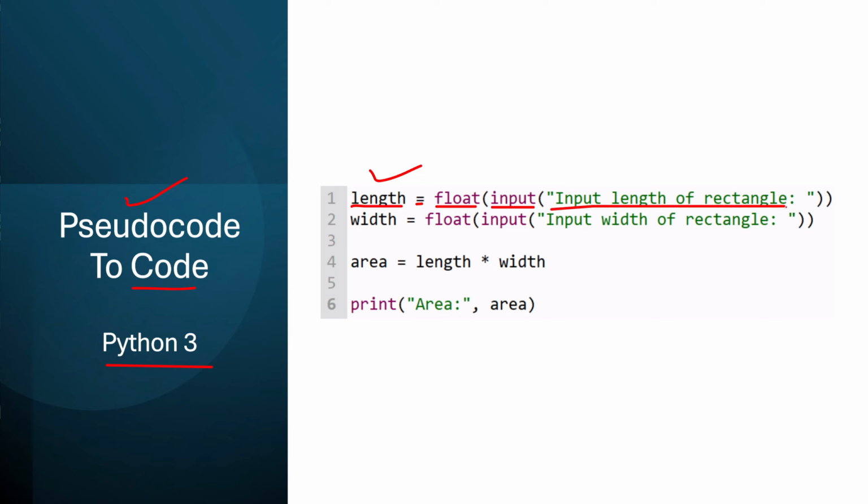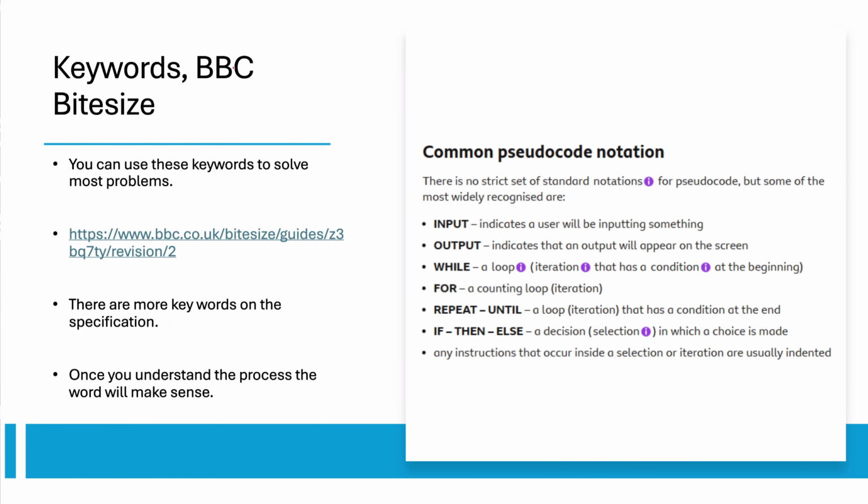I will be going over this in more detail, but simply going from pseudocode to code, we get the length, which is what this first line does. The second line gets the width. The fourth line here calculates it, so we do length times width, and the sixth line here simply prints the value that we get. Here are some keywords I grabbed from the BBC Bitesize website.